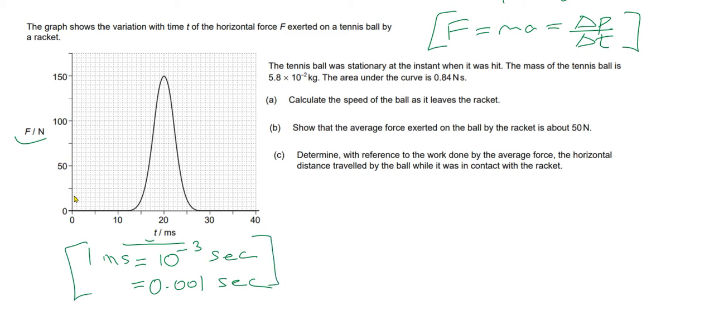Now let's go back to the question. It states that the tennis ball was stationary at the instant when it was hit. So we can consider the initial velocity of the ball as 0, and the mass of the tennis ball is given to us. The area under the curve is given to us. We have to find the speed of the ball as it leaves the racket.